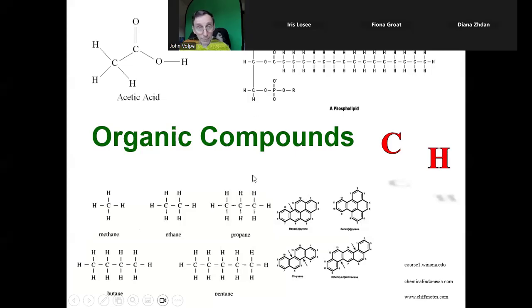An organic compound that does not have oxygen or other elements, we call them, oh gosh, what the heck is that called? A hydrocarbon. So hydrocarbons only contain carbon and hydrogen, and these are all hydrocarbons.